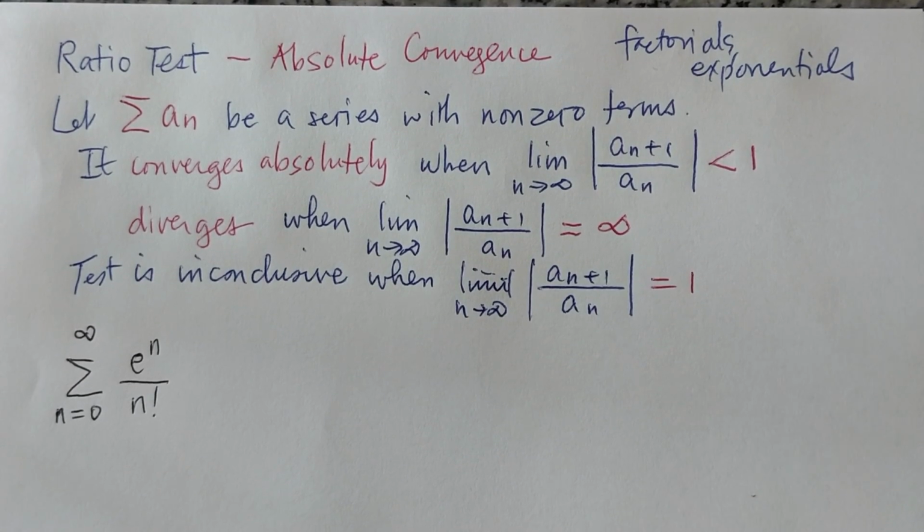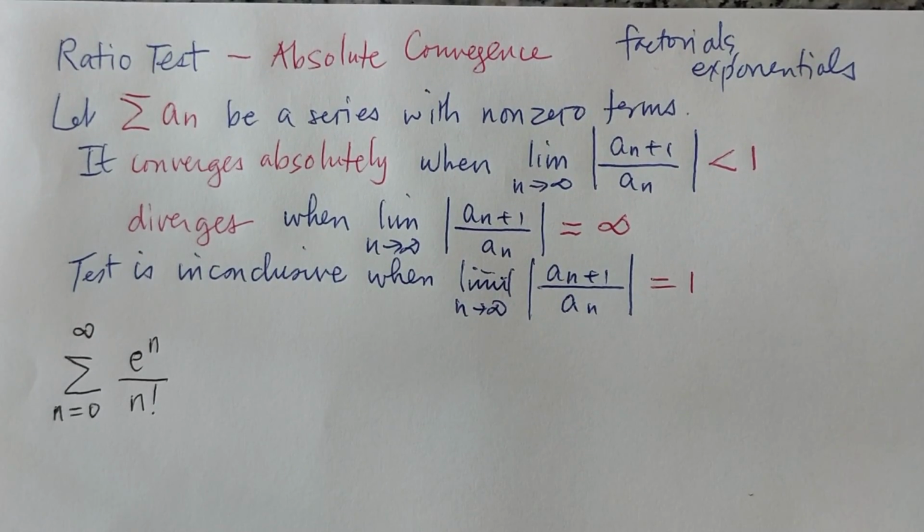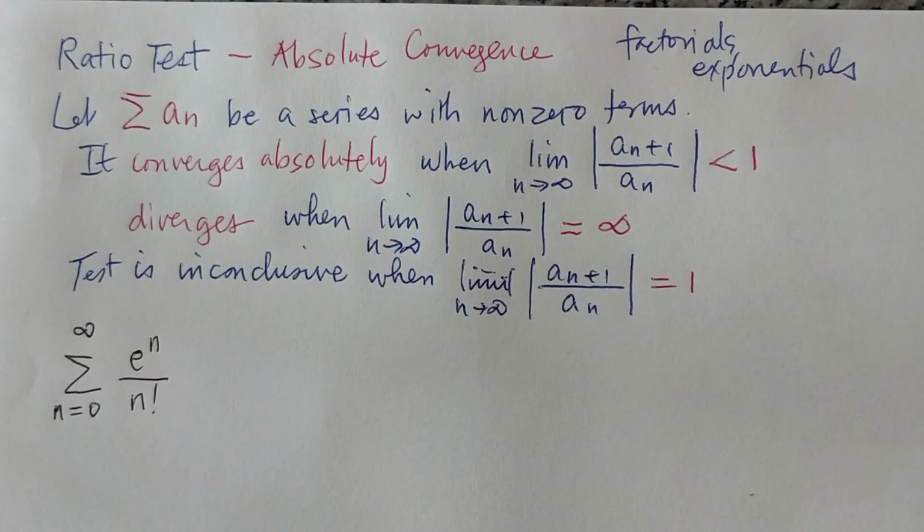This test, the ratio test, is always a test for absolute convergence. Unlike the alternating series test, where convergence could go either absolutely or conditionally, the ratio test is always absolute convergence. And this is used for series that involve factorials and exponentials. So how does this test go?